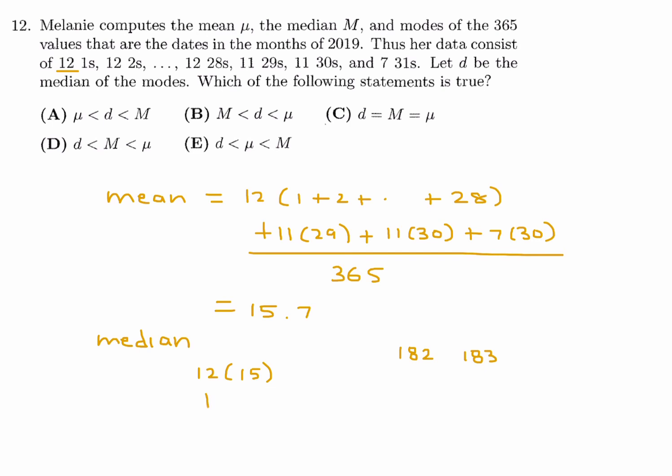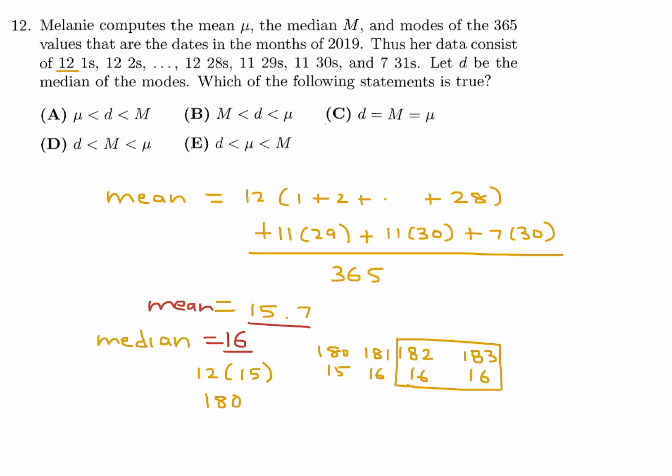And then this is actually 180. So the 180th number is a 15. And then therefore the 181, 182, and so on would be 16s. So therefore the median is the average of those two, and that's obviously 16. So we got the mean as 15.7, and we got the median to be 16.